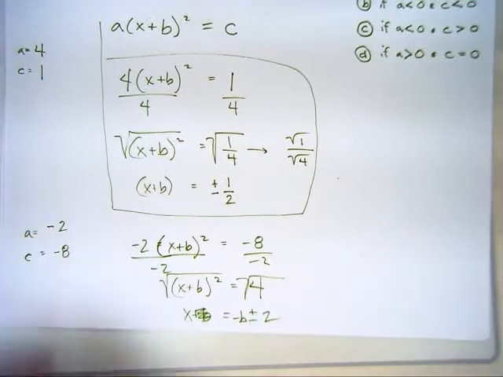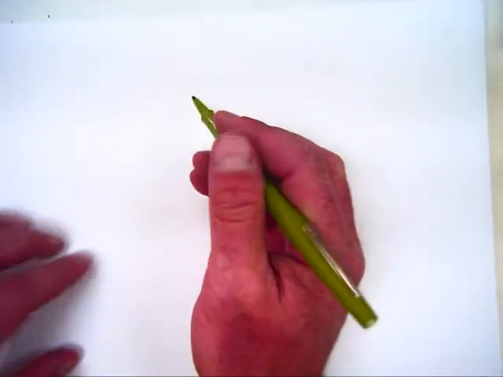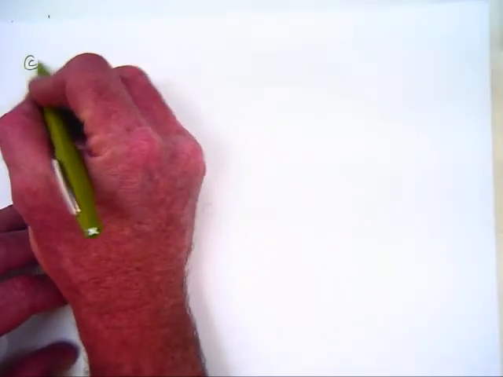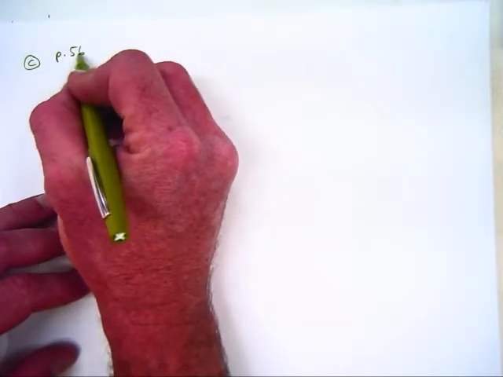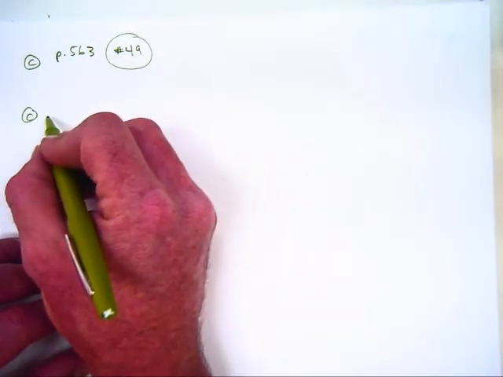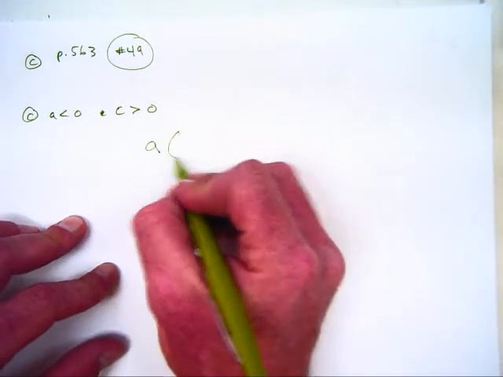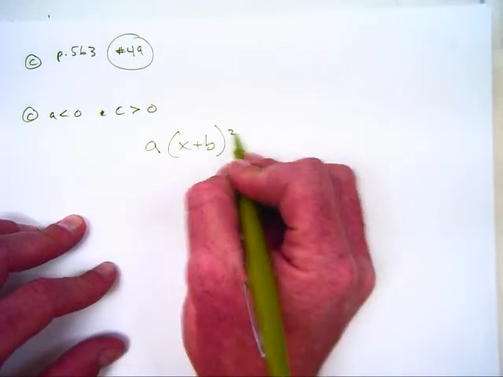Now let's look at a situation where A is less than 0 and C is greater than 0. We're looking at part C now for page 563, number 49. Here was our original equation: A, x plus b, quantity squared equals C.